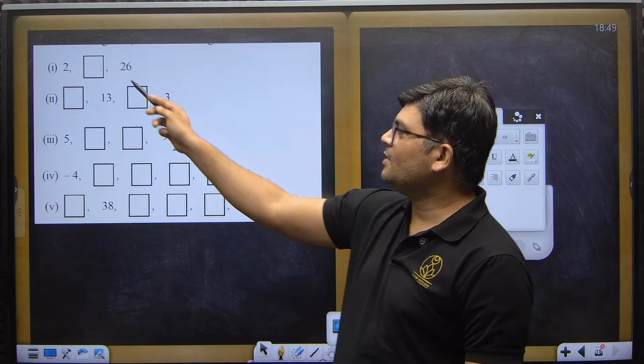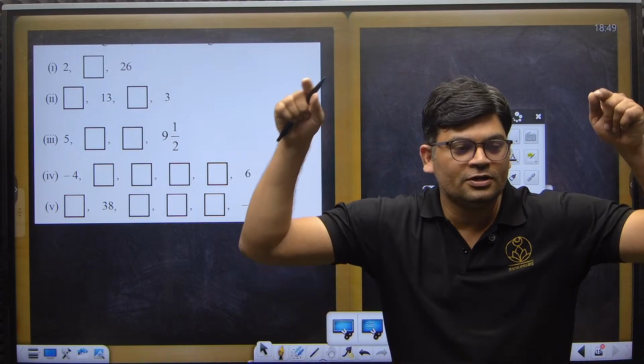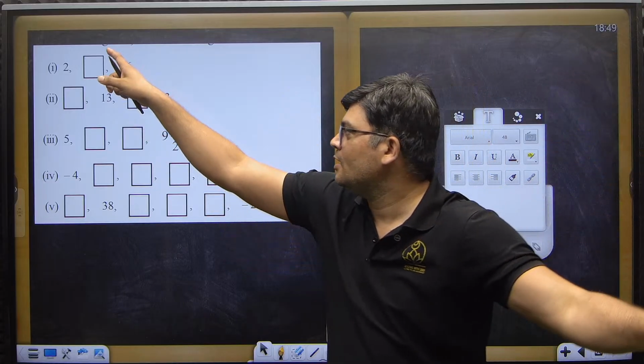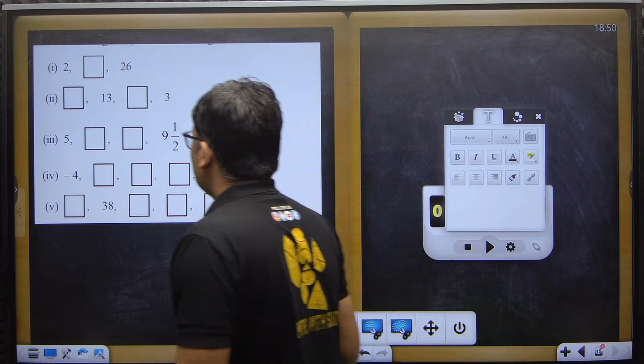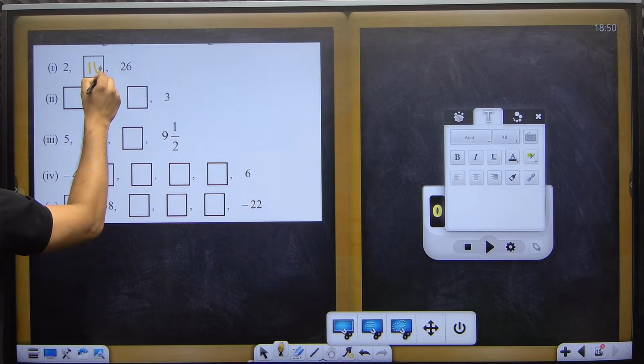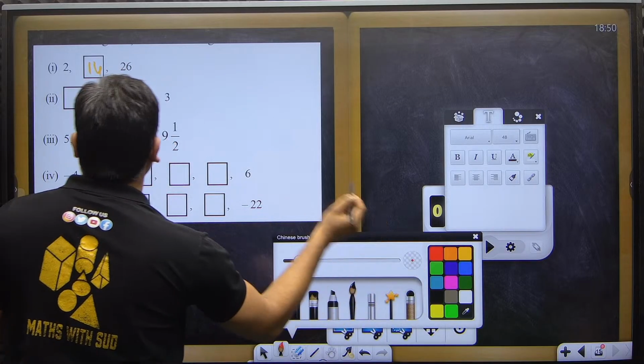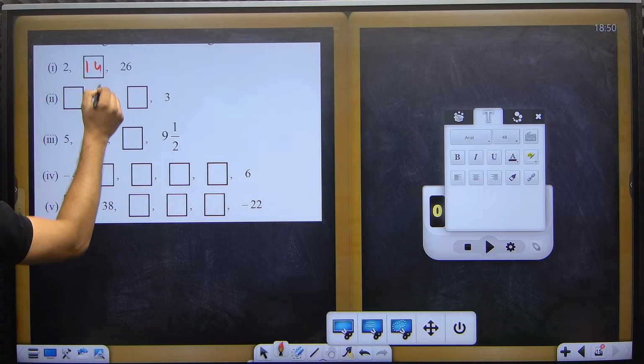You will need to find the middle term. So I told you the sum of first and last term, if you find the average, how much? 40. 14. Okay, this is 14. Tell me for this.